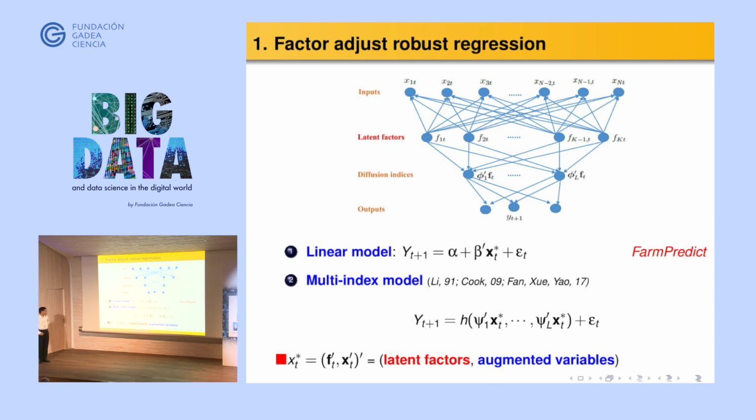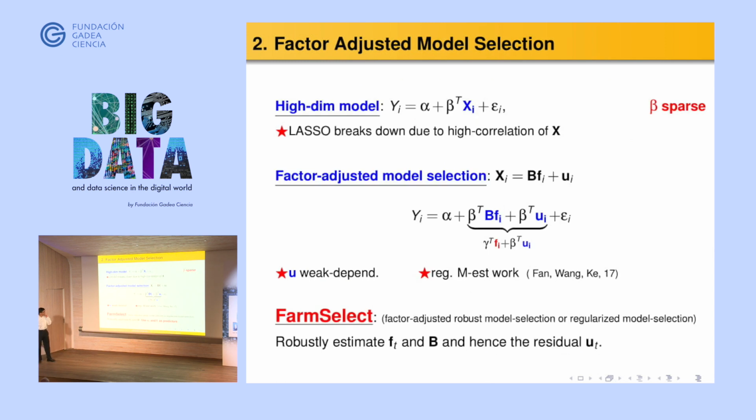And so in this case, you could extract latent factors from those 131 macroeconomic time series, and then, plus your augmented variables, you have 8, right? So you could run regression one way or the other. That would be one possibility, and we did have a paper a couple of years ago doing this, and this is similar to what you were talking about. The other one is factor-adjusted model selection.